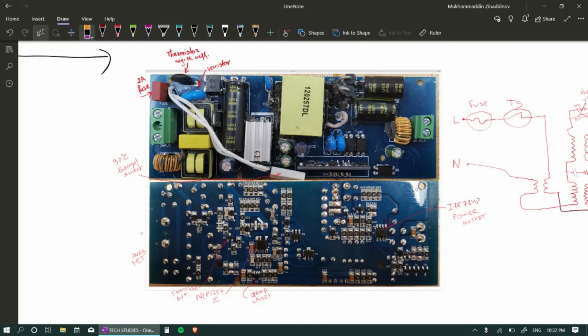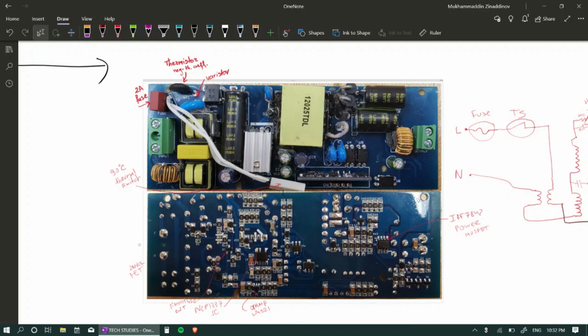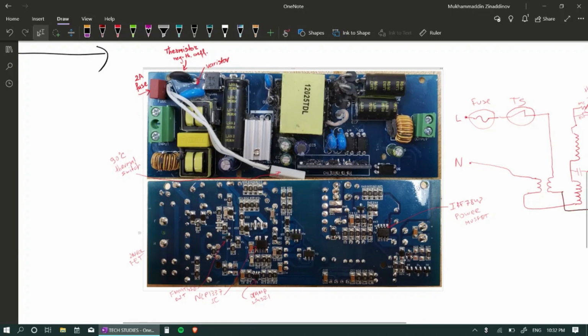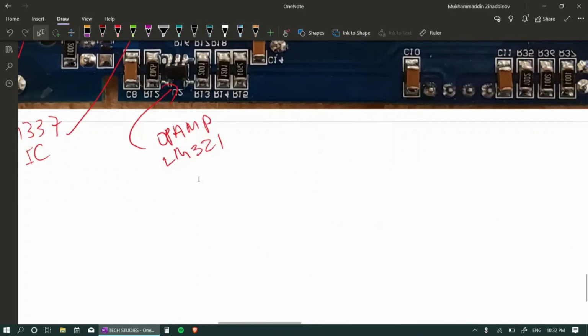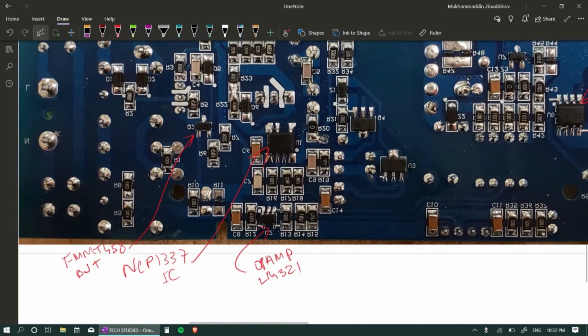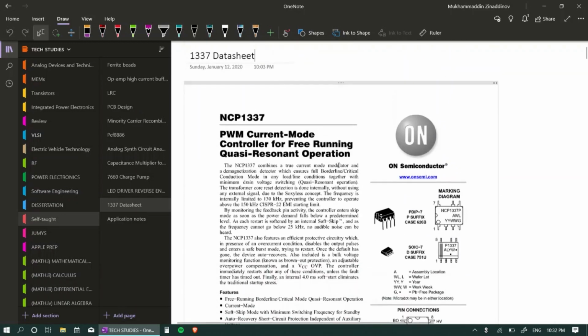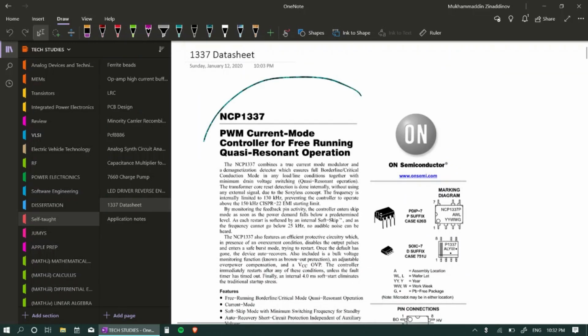There are a lot of specialized ICs with their own recommended circuitries that are usually a good starting point for design engineers for these products, and it might give us a clue of how the design process was done. And if we look at one of the ICs, it will say NCP1337 IC. I've never heard about this IC before. We'll look up its datasheet and application notes, and of course we'll find a recommended circuit.